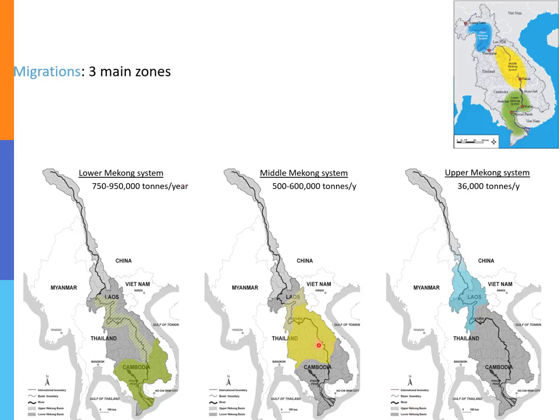Then you have upstream of Khone Falls the lower Mekong system with a lot of floodplains and rivers and tributaries in Laos and Thailand. And then you have the upper Mekong system, where the production is very limited. In this very steep part of the river, the narrow river, there are not so many fish, not so many species, and also not so much fishing.